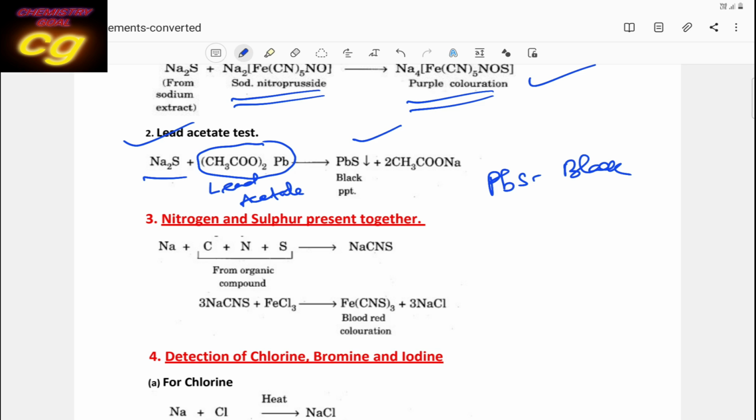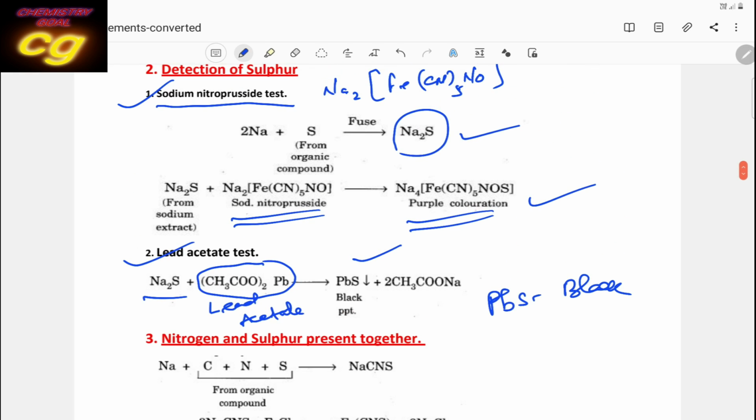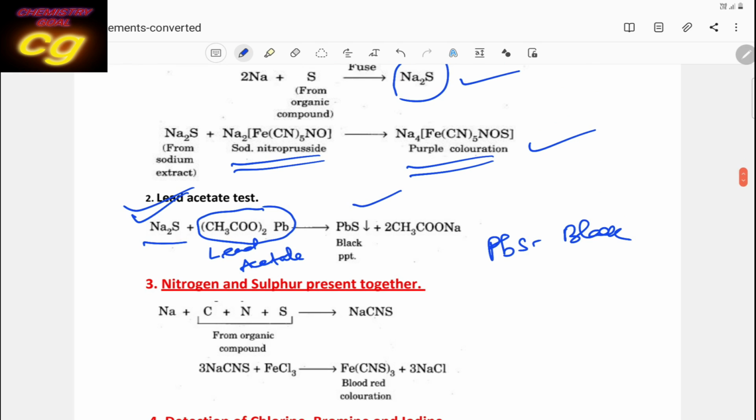So by these two tests we can identify the presence of sulfur. One is the sodium nitroprusside test, the second is the lead acetate test. By these two tests we can know the presence of sulfur in the organic compounds.